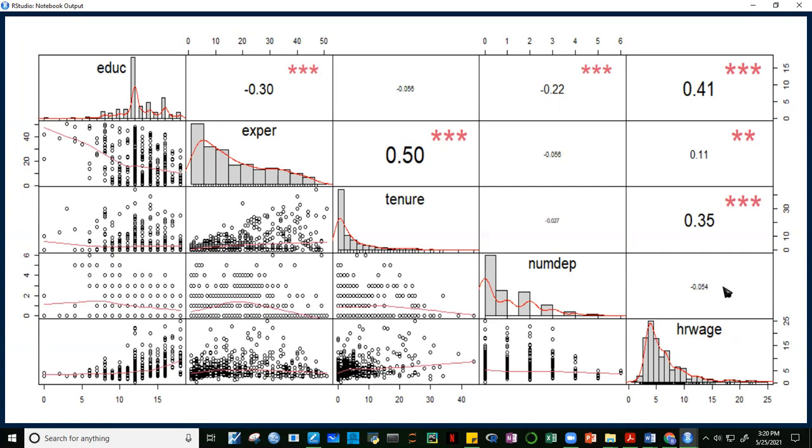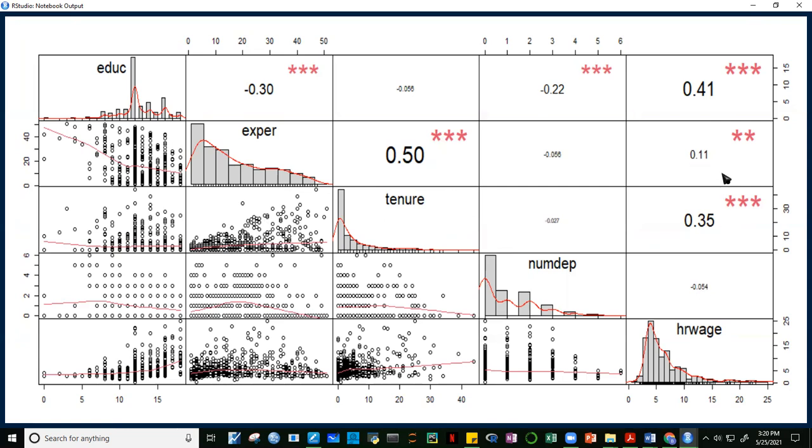Hindi siya correlated. Dito pala makikita natin, guys, kung ang isang independent variable possibly will be a candidate for a predictor or not. From the figures here, malamang si number of dependents, baka hindi significant predictor ni hourly wage. Si education, malamang. Si tenure, malamang. Ito we can't say, no?